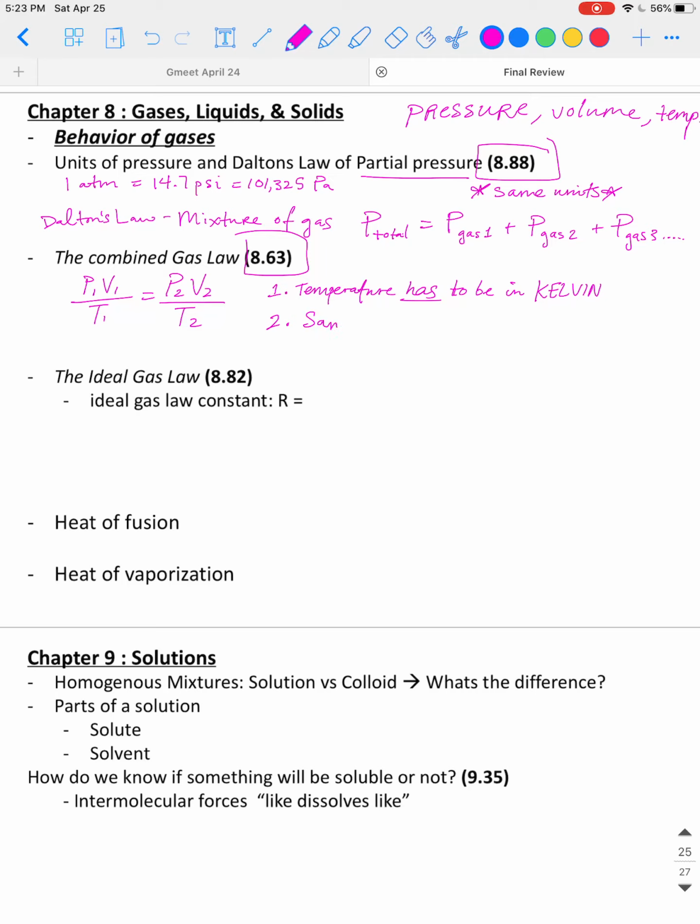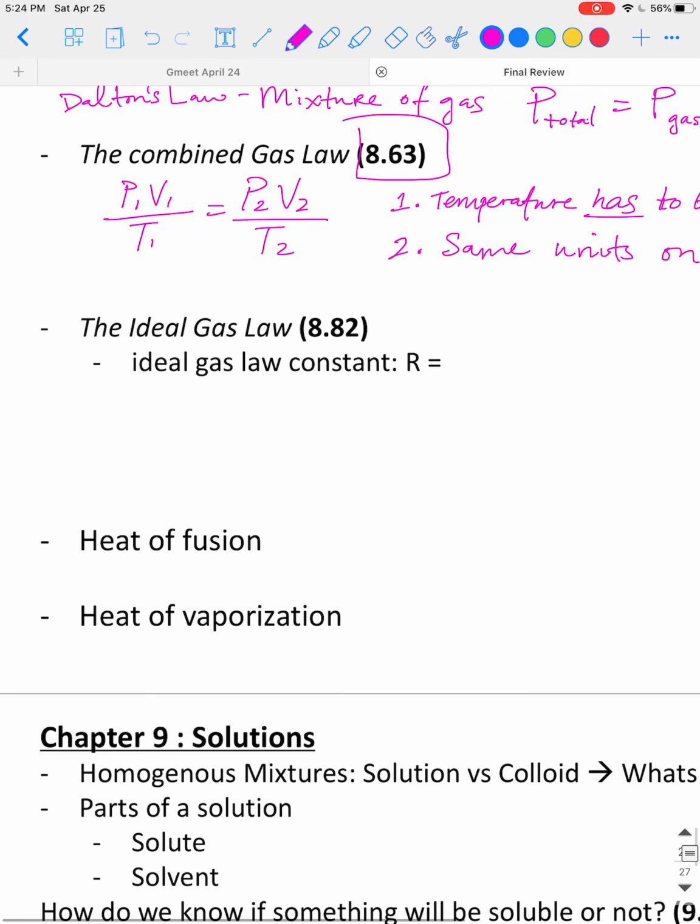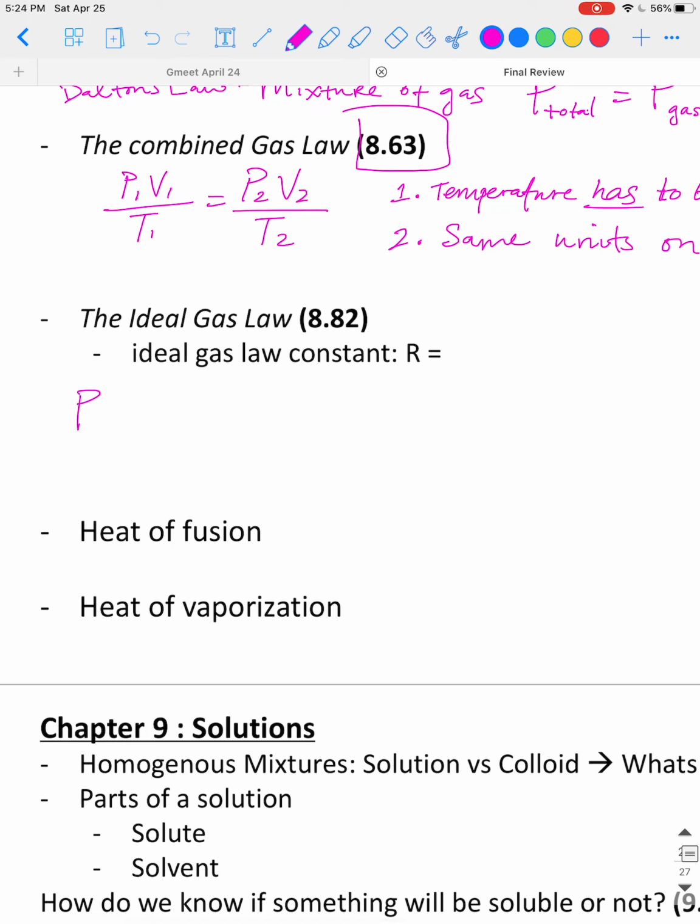Number 2, make sure, for example, if you're given 2 different units of volume or 2 different units of pressure, that you have the same units on P1 and P2, V1 and V2, T1 and T2, okay? Make sure you have the same units. If you have one pressure given to you in ATM and another in PSI, convert one to the other before you plug those things in. Okay.